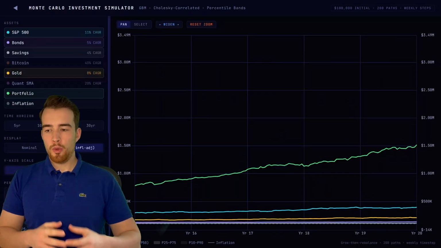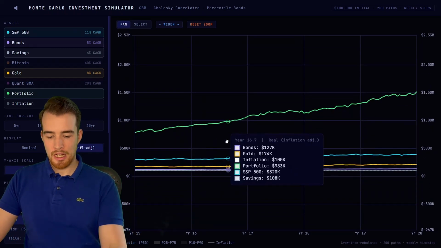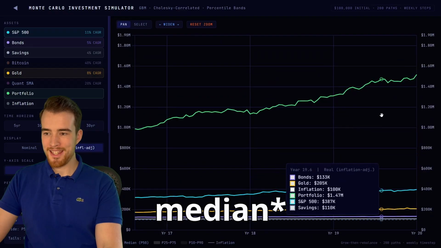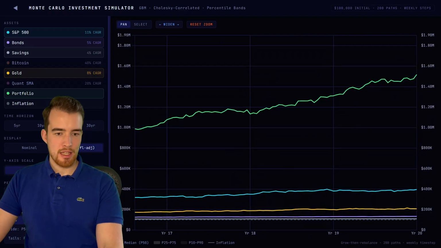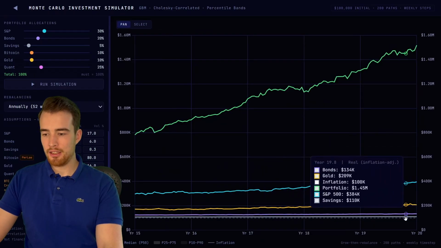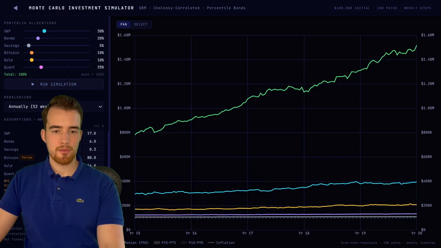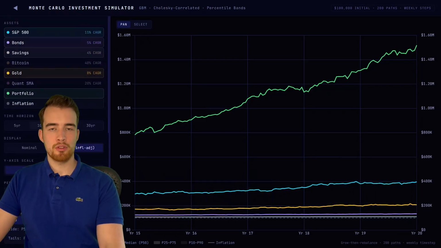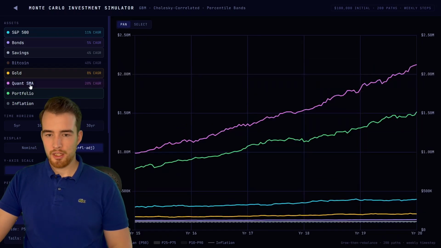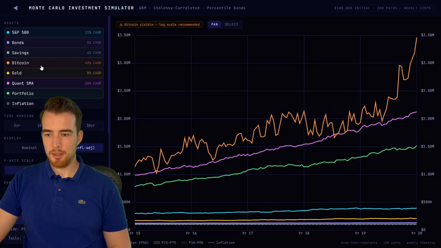So we see that with gaining exposure to higher return, but also higher risk assets, the portfolio's mean, at the end of 20 years now, we're looking at the last 5 years, is significantly higher than definitely savings, but also bonds, gold, and stocks. And this is because we gain the exposure to the returns of quant trading and Bitcoin without necessarily all of the volatility and risk. So we can also look at quant trading and Bitcoin.